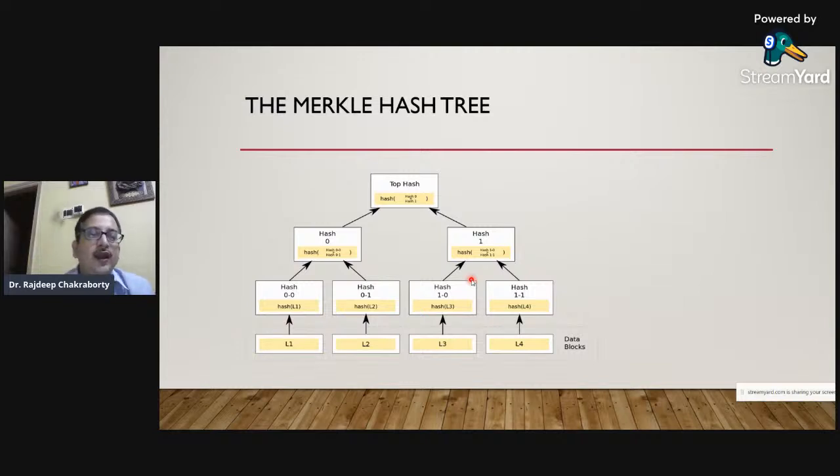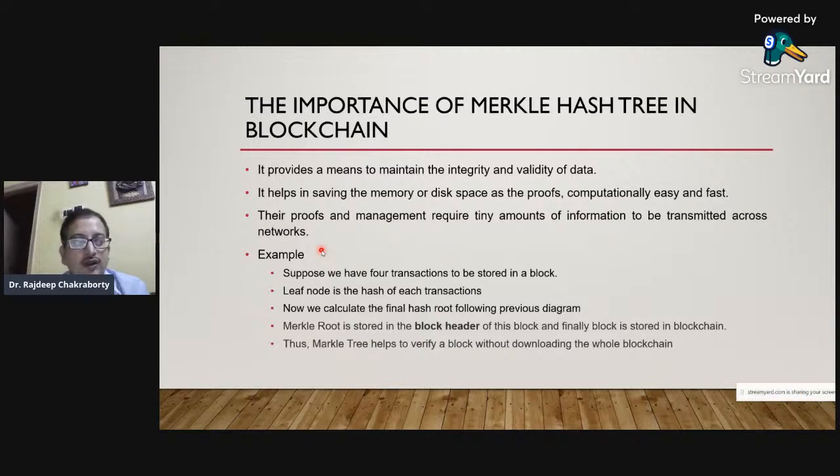Another is that you cannot deny or alter your transaction once it is added. If you alter it, this will not match. And sometimes if you attack and alter this, and make this hash as per this L1, then obviously the hash above will not match. So this is the main advantage of the Merkle hash tree: to make your blockchain or your Bitcoin immutable, and that is why you cannot double spend your Bitcoin.